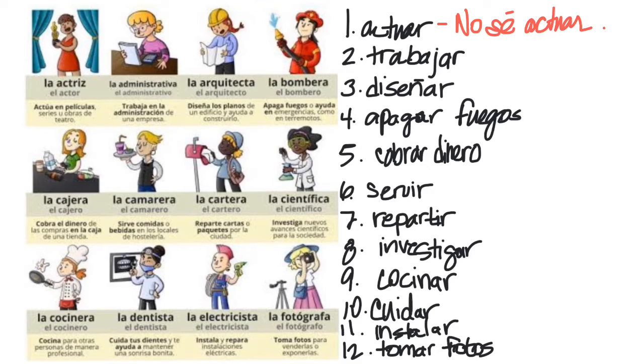Trabajar. Well, of course I know how to trabajar, to work. So I can say sé trabajar. Remember, you don't have to use the yo or the subject pronoun because sé is going to be unique for the yo form. I already know who the subject is. Diseñar, I would say, sé diseñar.